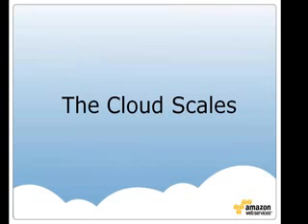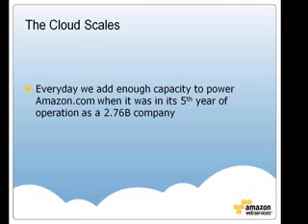People ask us all the time about the ability for the cloud to scale. Can it really handle the very, very large-sized businesses? So this is the level of capacity that we add to AWS. When Amazon.com was in its 5th year of operation, we had a certain amount of IT resources. We were doing $2.76 billion a year in business. So we had a certain amount of IT capacity to power that. Every day, we add enough additional capacity to Amazon Web Services to power that entire $2.76 billion company. So that's the degree of growth that we're currently undergoing with Amazon Web Services.